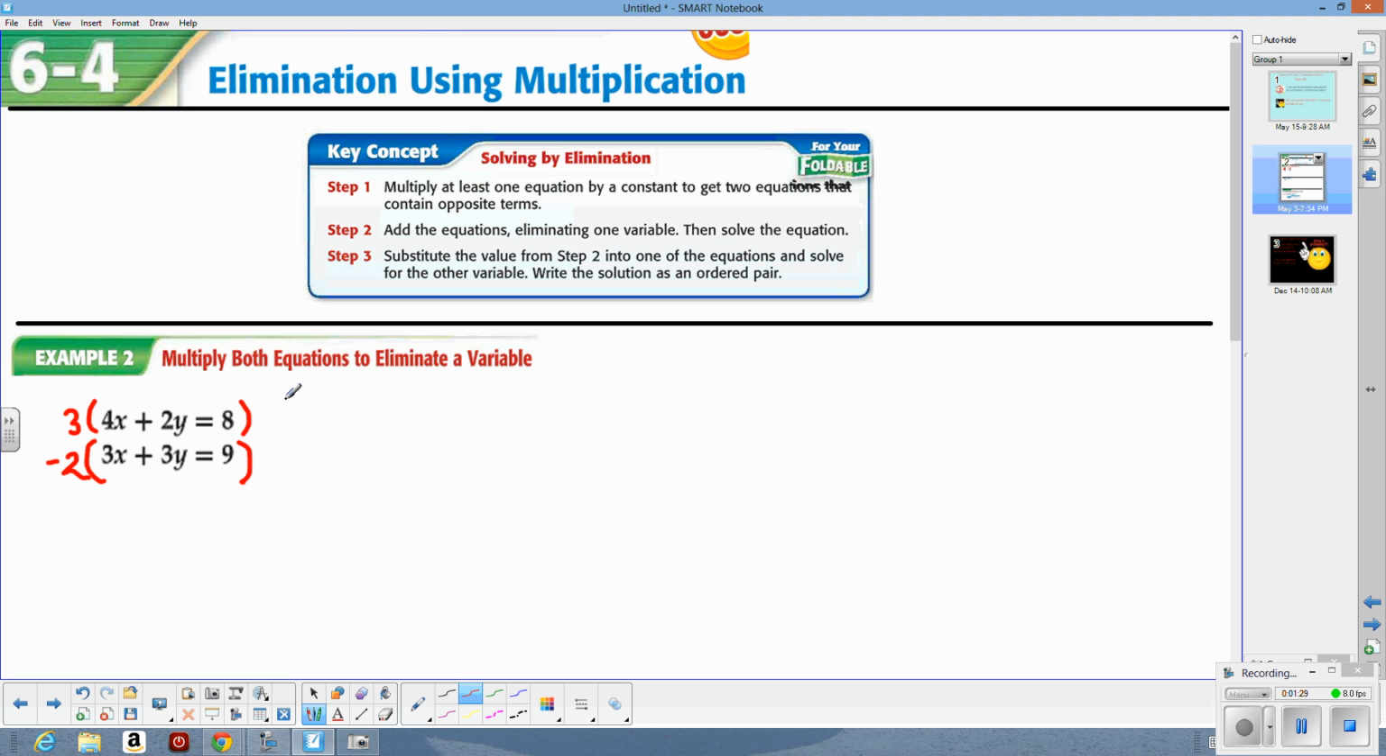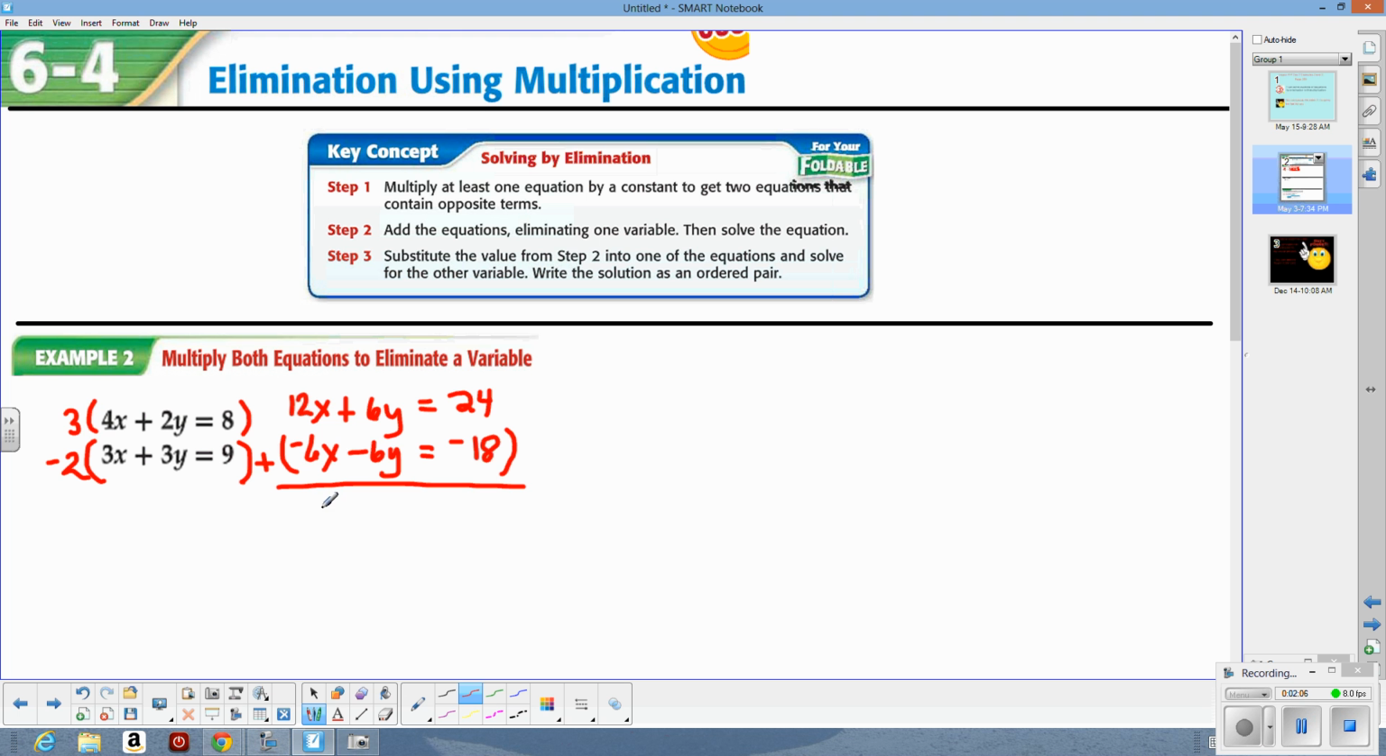3 times 4x is 12x. 3 times 2y is positive 6y. 3 times 8 is 24. Now for the second equation, -2 times 3x is -6x. -2 times 3y is -6y. And then -2 times 9 is -18. Now I have opposite terms, so I'm going to go ahead and add these two equations together.